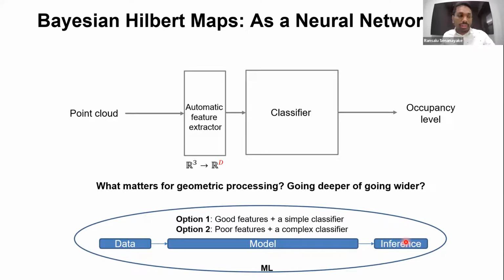If you use a neural network, 99.9% of the cases, it's backpropagation. It's just the simplest inference algorithm. For the model, either we can have really good features and a simple classifier, or option 2 is we can just get some features somehow, use whatever activation function, and then have a really complex classifier. I would choose option number 1 for a couple of reasons.